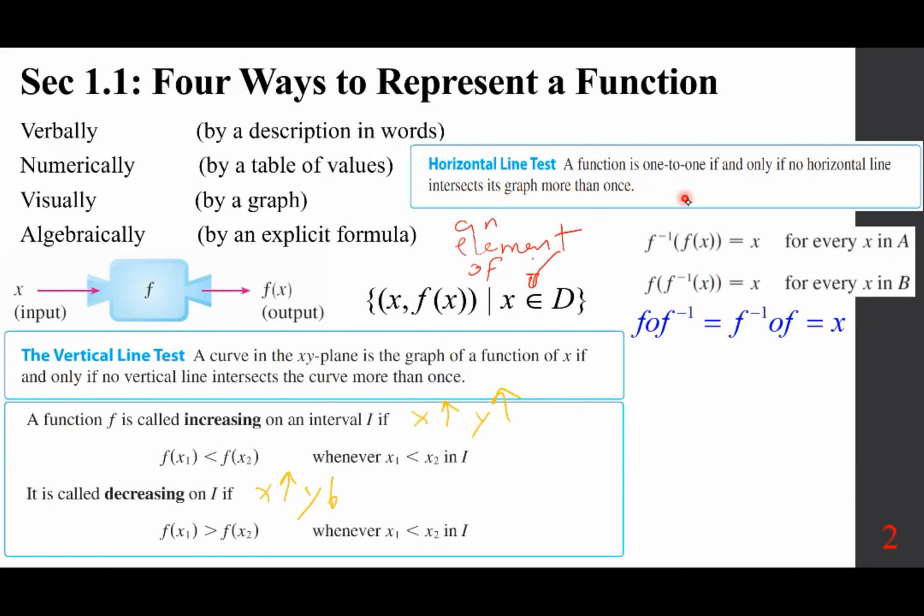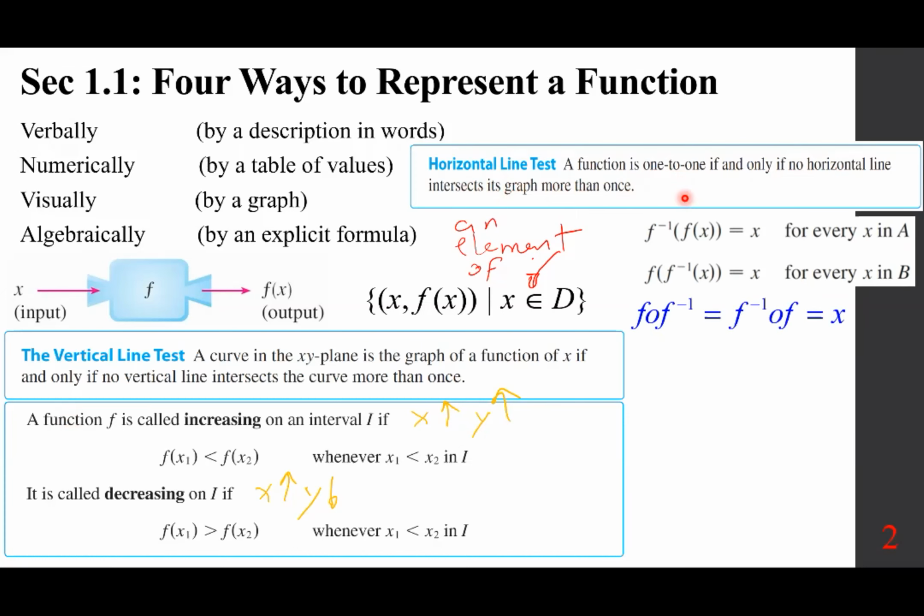And as far as the inverse is concerned, f inverse of f of x equals x, f of f inverse equals x, as long as x is in A and x is in B, in this case, the domain of each one. And so one way to check whether two functions are inverse of each other, you look at their composite function, which must be equal to x.